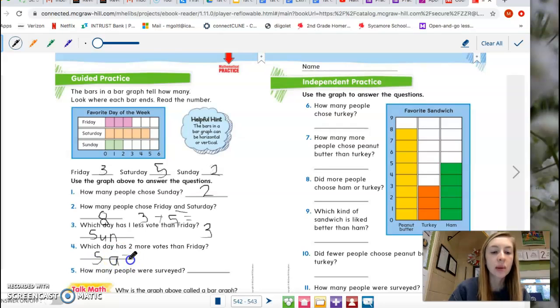All right, question number 5. How many people were surveyed? Well, if we remember, the word survey means we asked them a question and we collected their answers. All together. Does that mean add? Does it mean subtract? You're right, it means add. Not just 2 days, we need to add all the days together. So let's add. We know that Friday had 3, Saturday had 5, and Sunday had 2.